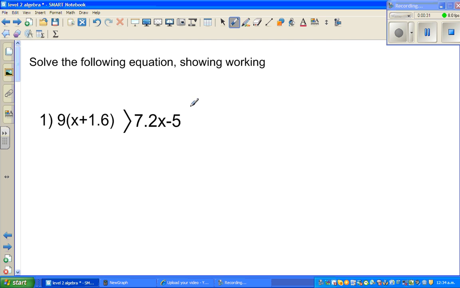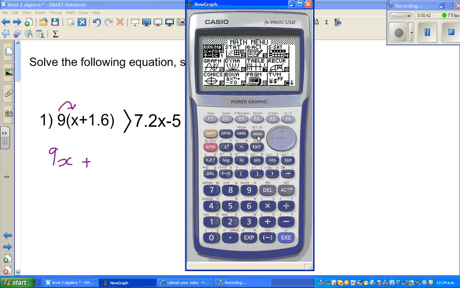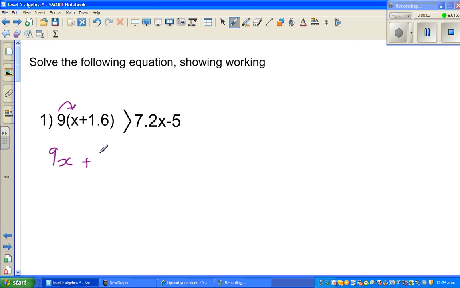So expanding with 9, you go 9 times x is 9x, plus 9 times 1.6. So let me use my calculator. 9 times 1.6 is 14.4. Okay, so that is 14.4 is greater than 7.2x minus 5.